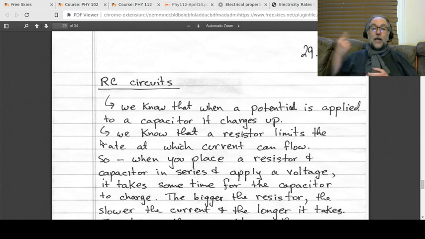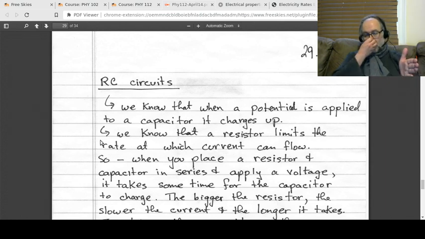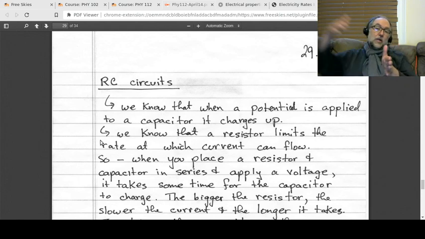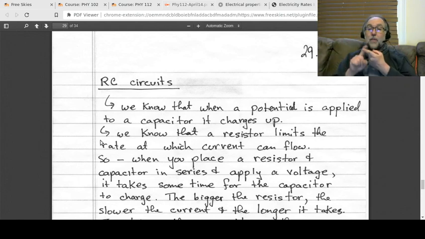Two things. One is how big is the capacitor. The bigger the capacitor, the more charge it can accumulate, and the longer it'll take to accumulate that charge for a given resistor, because the resistor is going to say, no, there's only so much current, and the capacitor is huge, so it says, just keep sending it, and so it can take a long time to charge up. So the bigger the capacitance, the longer it takes to charge up.